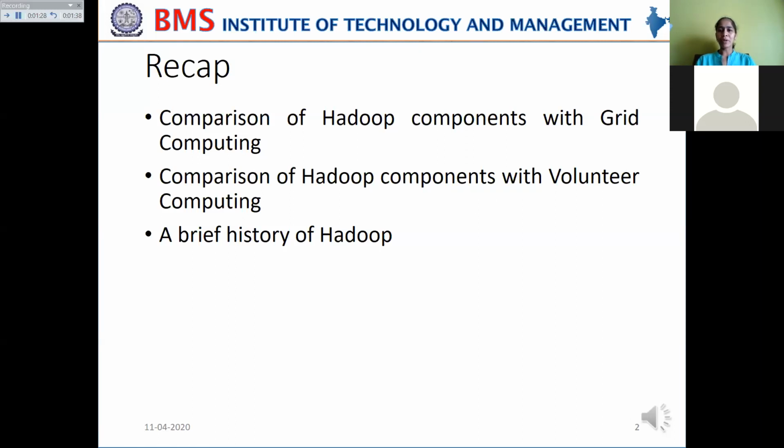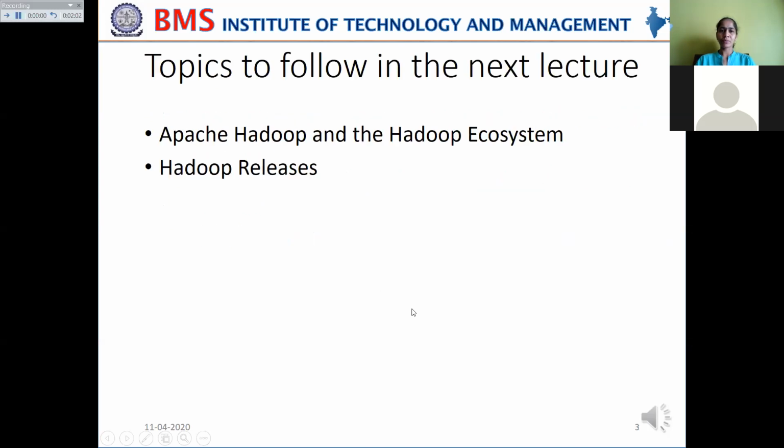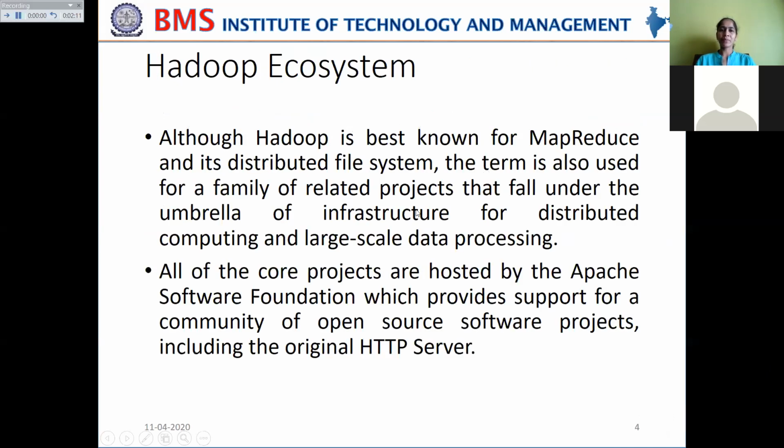And also MapReduce prefers data locality. Data locality in the sense data and the computation are co-located so that they can be performed on a single node without having to transfer data around. Right? These are the differences between MapReduce and volunteer computing. And also we have gone through a brief history of Hadoop. Now the topics to follow in this lecture are Apache Hadoop and the Hadoop ecosystem and Hadoop releases.